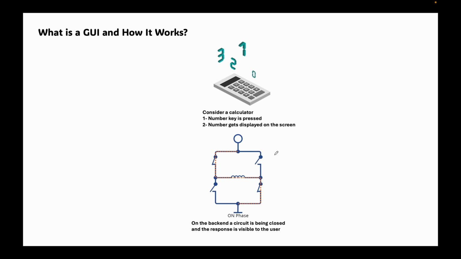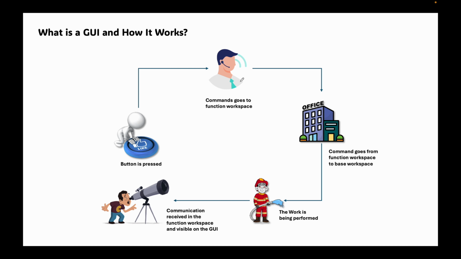Similarly, a GUI works the same way. Whenever you press any button, if it is programmed for a particular operation, it will do that operation and show you the result on the GUI itself. Like when you press any button in the calculator, you can see the display output in the calculator itself. The same way it works. Coming to a real life example.